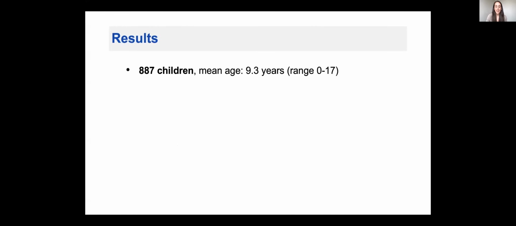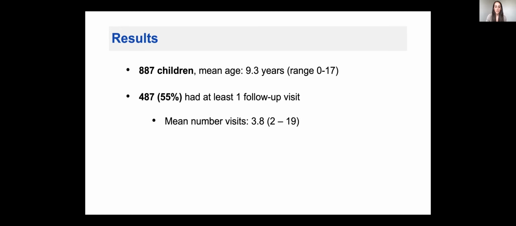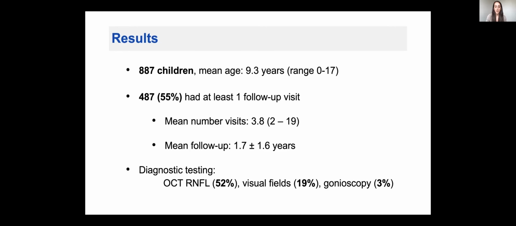We included 887 children of mean age 9.3 years over a wide range. 55% had at least one follow-up, for a mean of 4 visits, and their mean follow-up duration was 1.7 years. Around half of the children had OCT of the retinal nerve fiber layer, 1/5 had visual field testing, and a minority had gonioscopy performed.